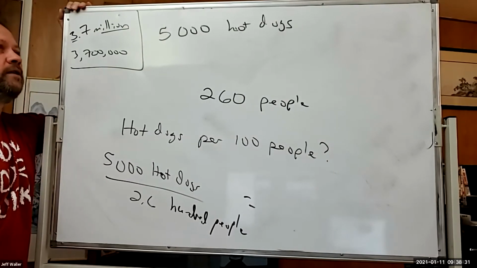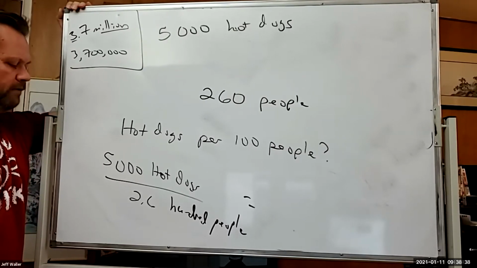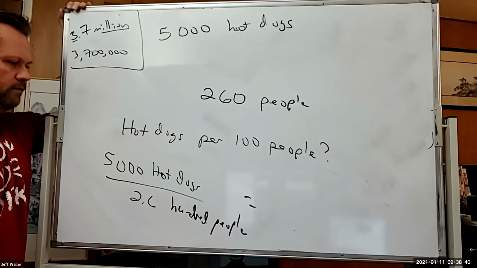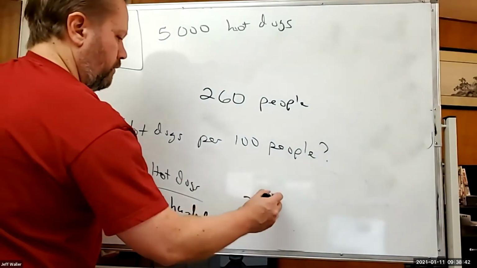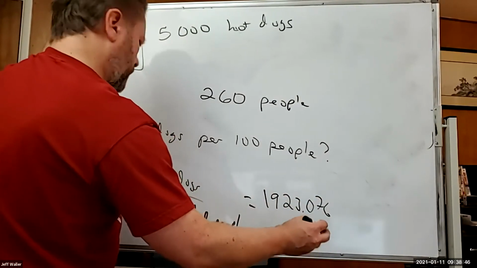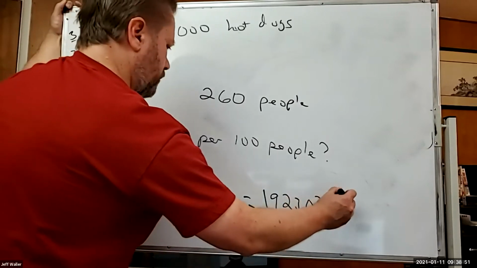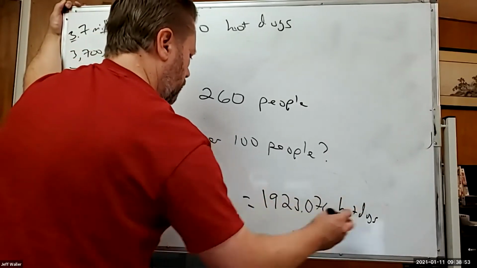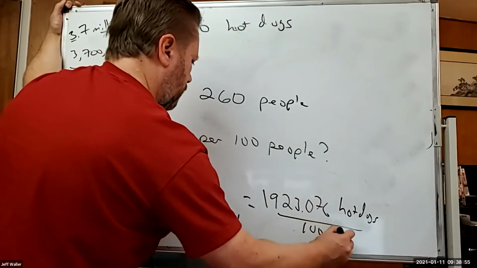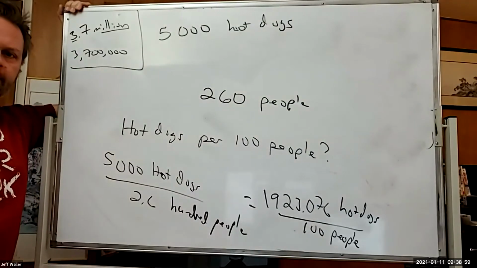2 3/5, 13 fifths, 5/13. Somebody help me. I'm trying to do it in my head. Somebody needs to stop me. I got 1,923.076. You see that? Yeah, that makes sense. Hot dogs per 100 people. All right. I like it. Oh, thank you, Alejandro.